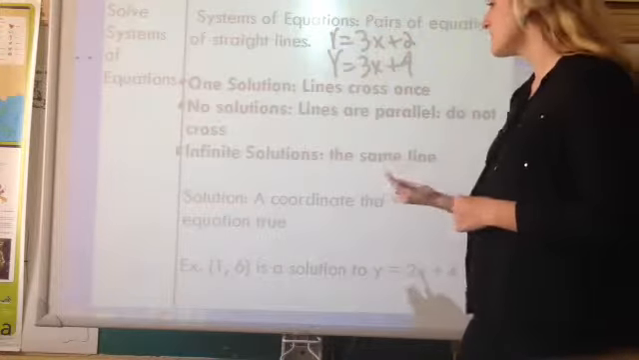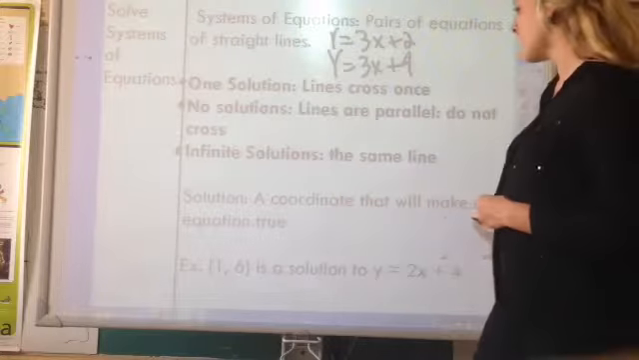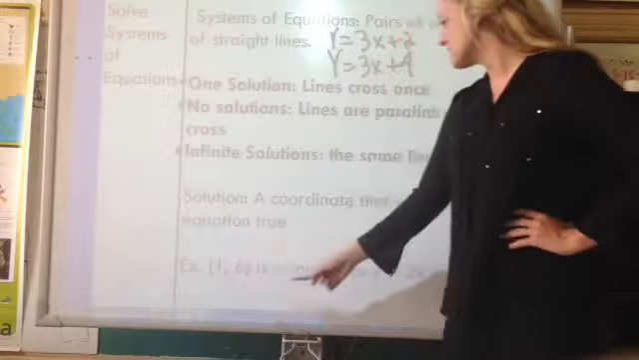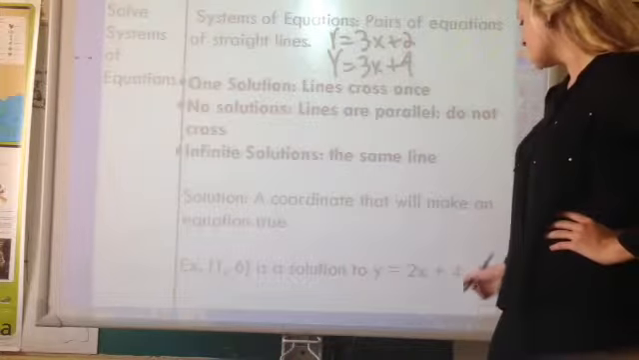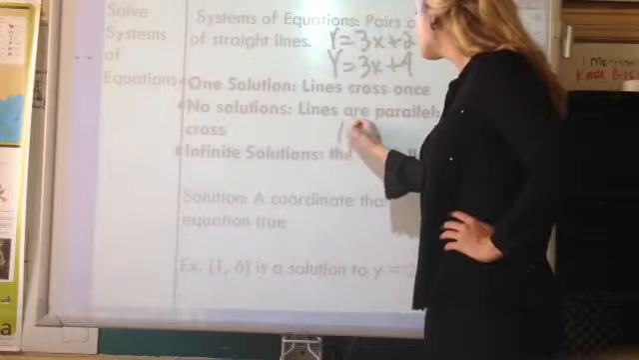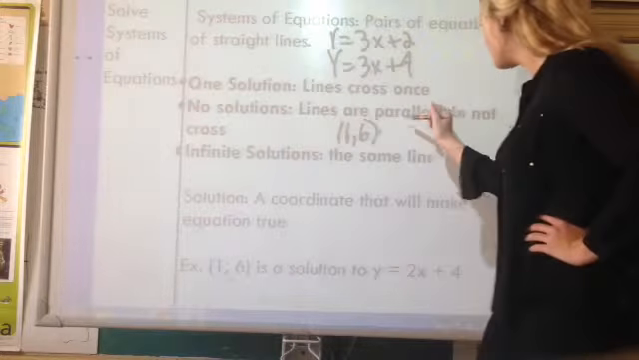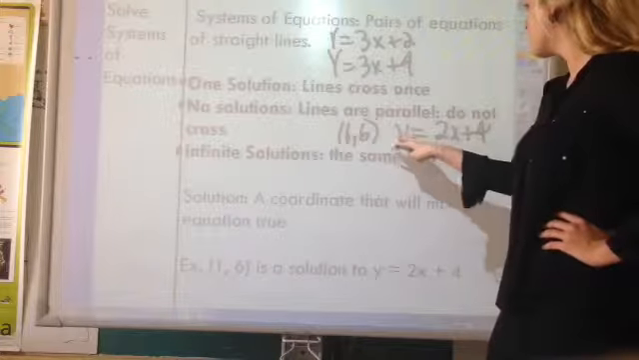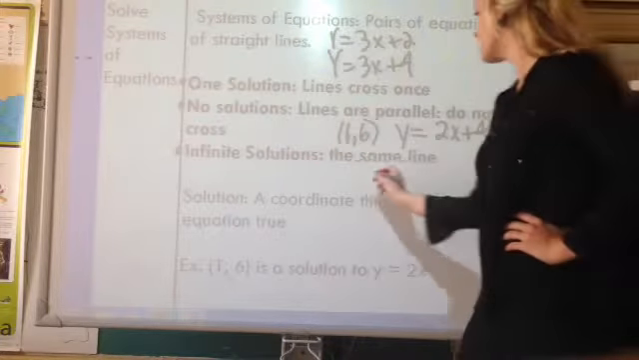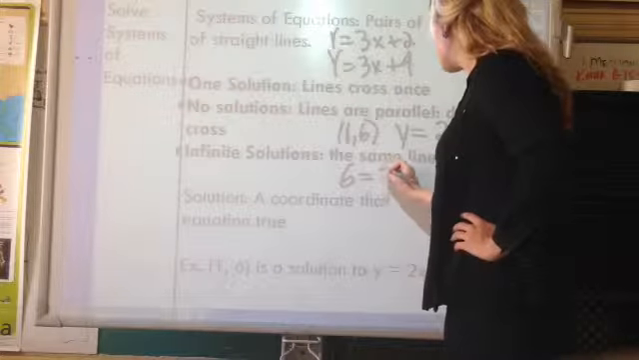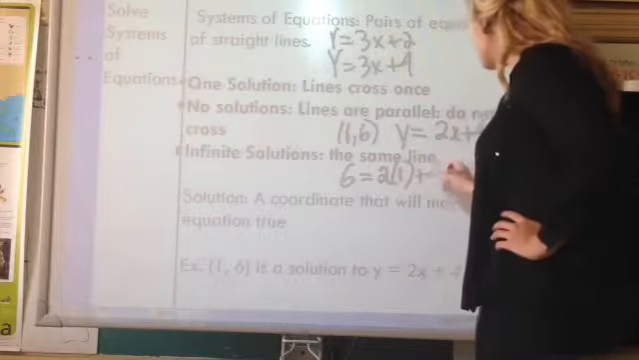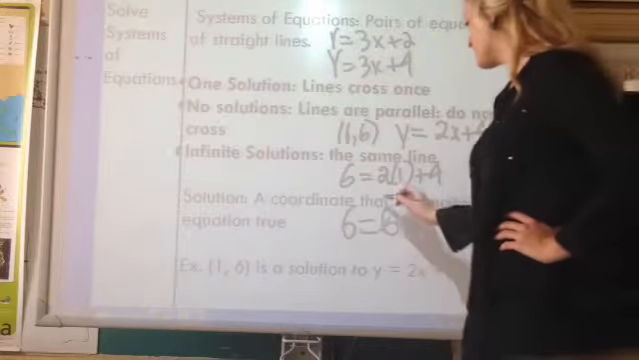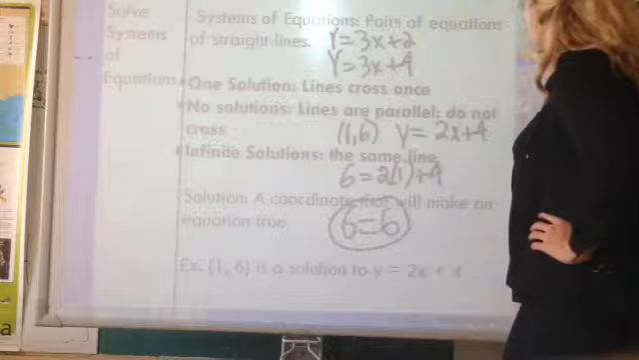So when I say solution, I mean a coordinate that will make an equation true. So I have the example, is (1, 6) a solution to y equals 2x plus 4? Well, if I plug in (1, 6) for the equation y equals 2x plus 4, that means I'm just replacing x and y with my x and y from the coordinate. So I have 6 equals 2 times 1 plus 4. And of course, this comes out to 6 equals 6. So that means that yes, that is a true solution. Let's do an example where we graph.